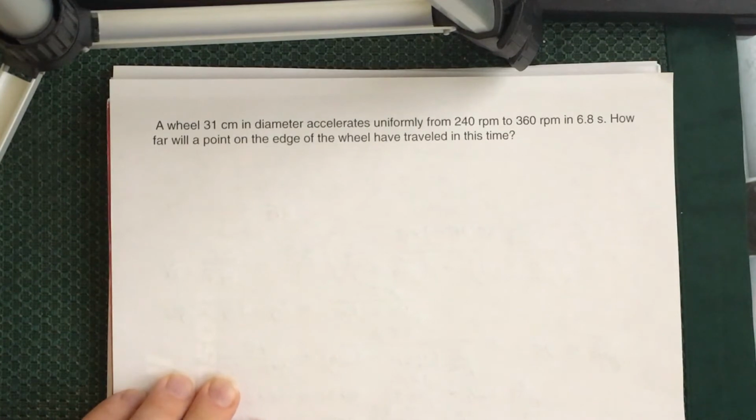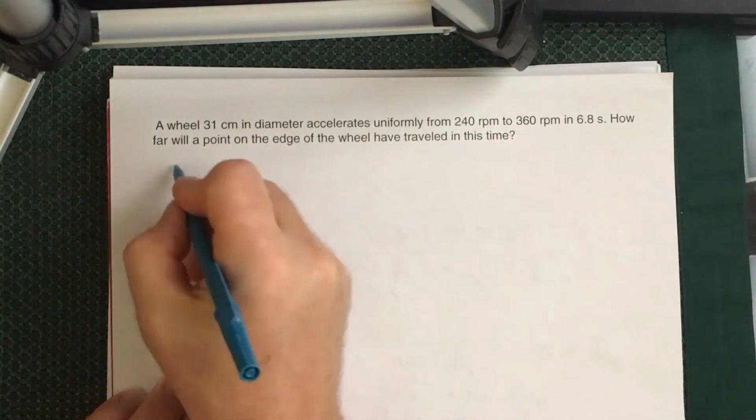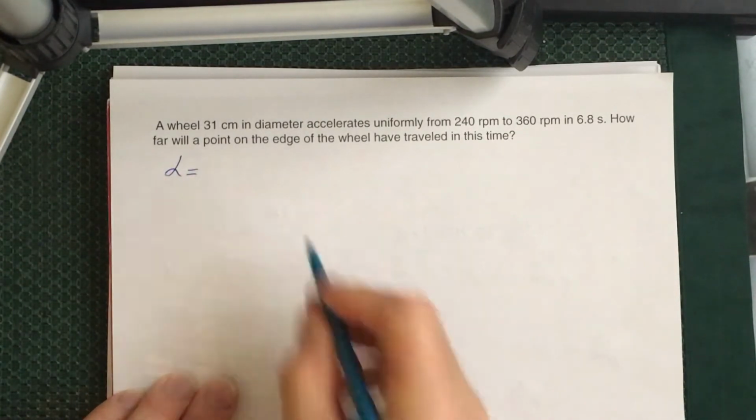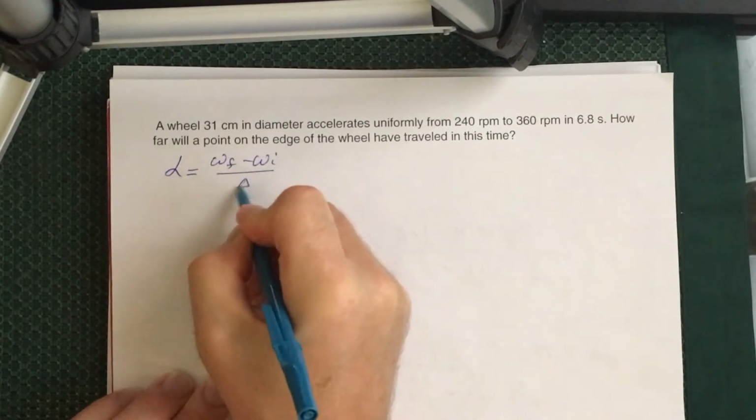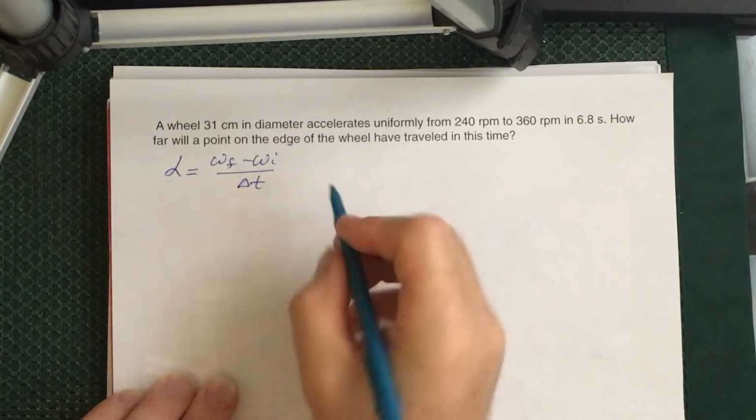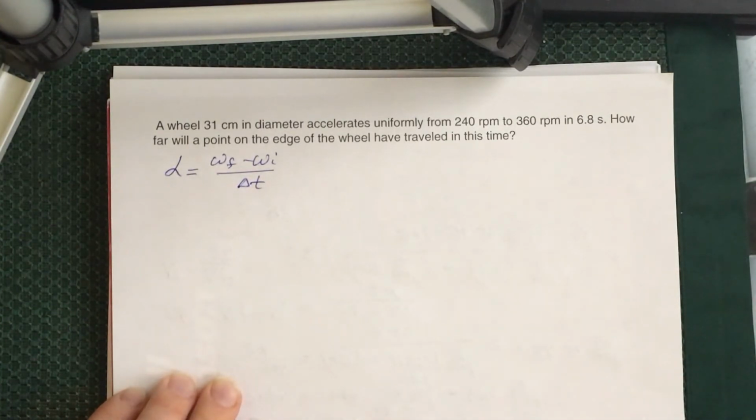So first we have to find our angular acceleration. To find angular acceleration, we will use the definition of this. It's omega final minus omega initial divided by delta t. Now, we have both omega final and omega initial, but we have this in RPMs. We have to convert this into radians per second.